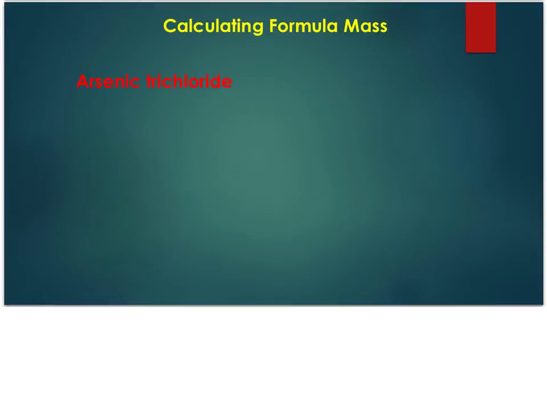Now we have arsenic trichloride. So we have to determine the formula again, and remember, if we see a prefix, we know it's a covalent compound. So that's arsenic chloride, and we have 3, so that's a tri. So we have 1 atom of arsenic and 3 atoms of chlorine.